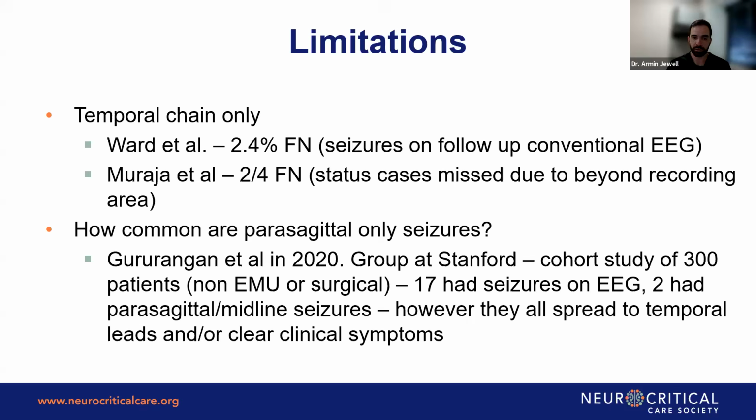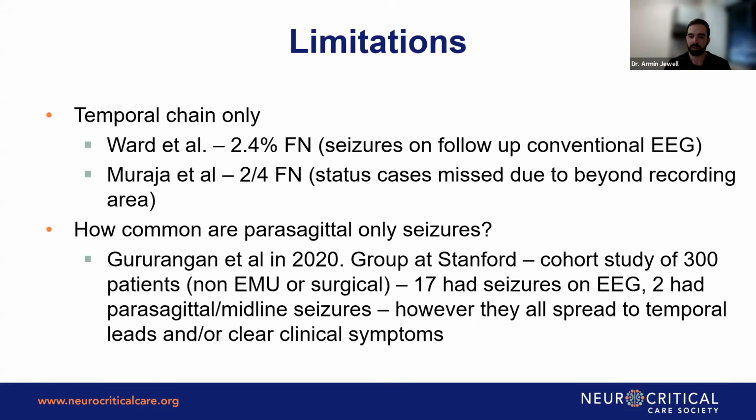There's a group at Stanford that looked at this, 300 patients that had seizures on EEG. Of the 17 that they found that had seizures on EEG, 2 had parasagittal midline seizures only, so 2 out of 17. None of those 2 had absence of abnormal activity on the temporal chains. So it was thought to be either based on clinical suspicion or based on some spread to the other channels that this was still seen.